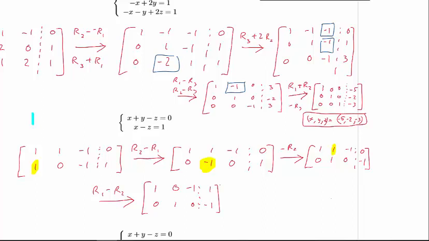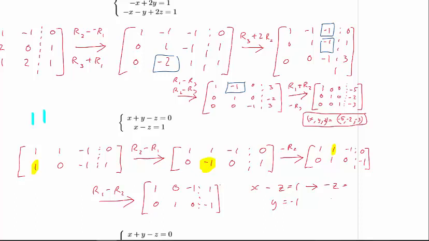And then +1 right there. So let's take a look at this in terms of the equations. We have now x minus z equals 1. And we see that y equals -1. Okay. Solve this for z.